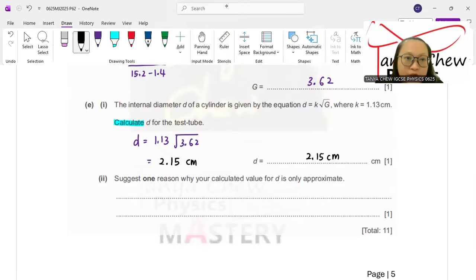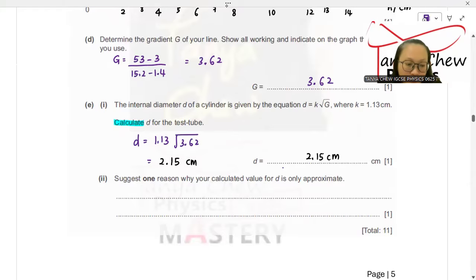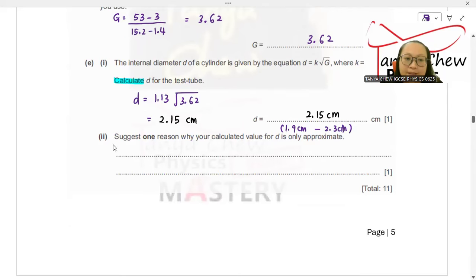So the range of the d value is 2.1 minus 0.2, from 1.9. This is a range, 1.9 cm to 2.3 cm. And of course, you can round it off to two significant figures, not a problem. And the second part suggests one reason why your calculated value of d is only approximate.